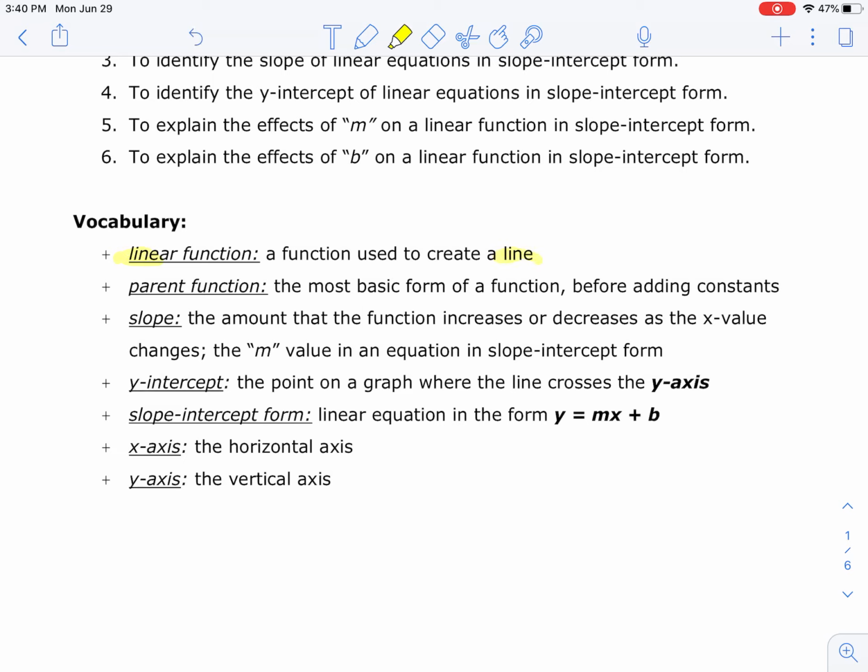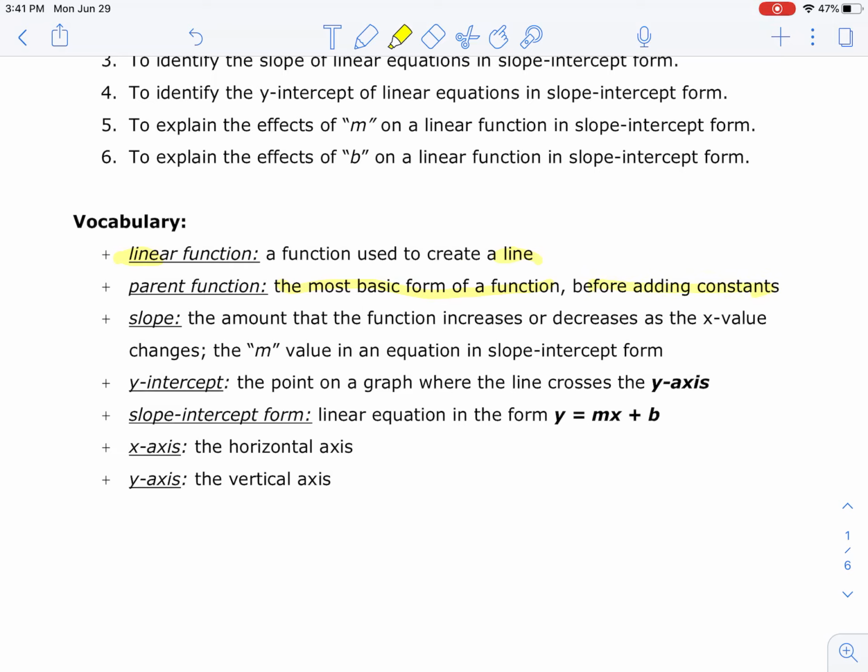All right, so a parent function. A parent function represents the given function, whether it's a linear function, a parabola, which is a quadratic function, or an exponential function. So it's kind of like we all have this reset button, and the parent function is the reset button. Your m is 1 and your b is 0, okay? So the most basic form of a function before adding any constants.